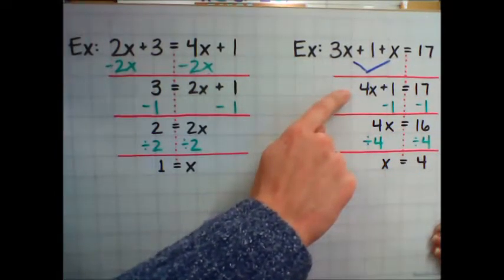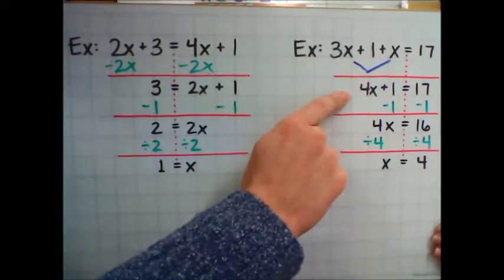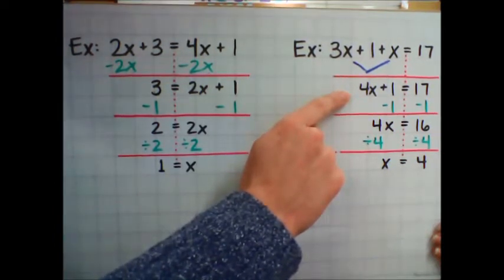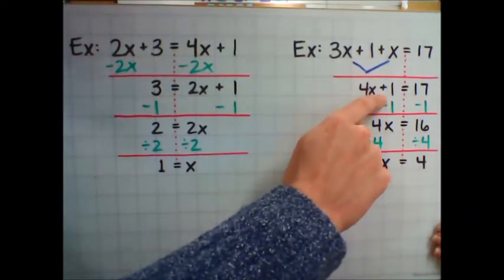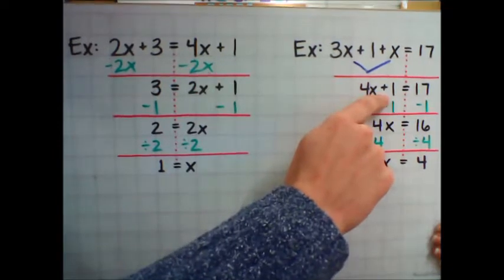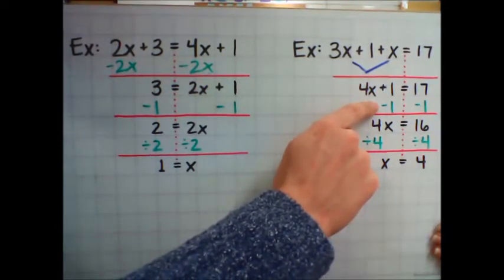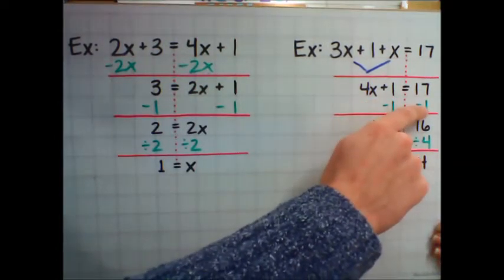Step 2, get the x's on one side. Already done. Step 3, get x by itself using reverse order of operations. I need to undo any addition or subtraction. So I need to cancel this plus 1. To cancel plus 1, I will subtract 1. What I do to one side, I must do to both. So I subtract 1 from both sides.